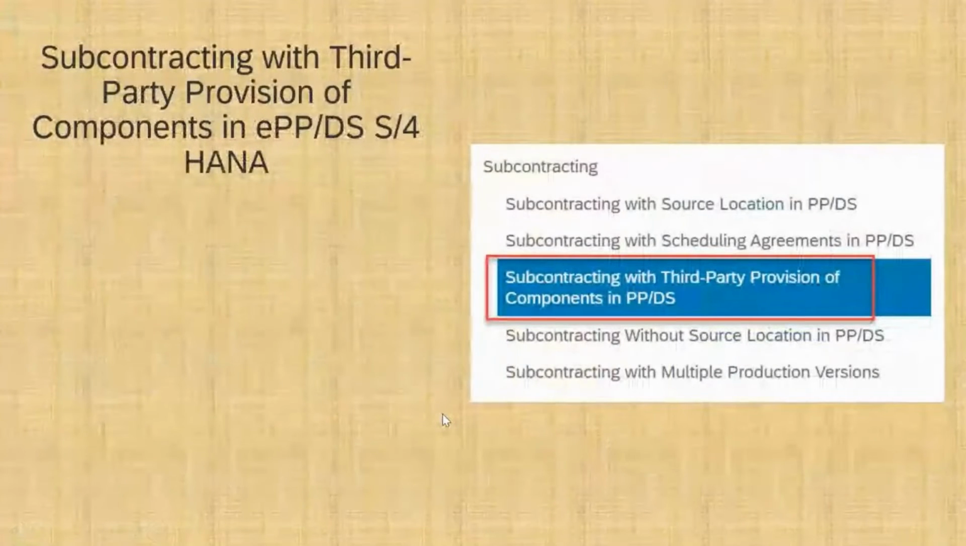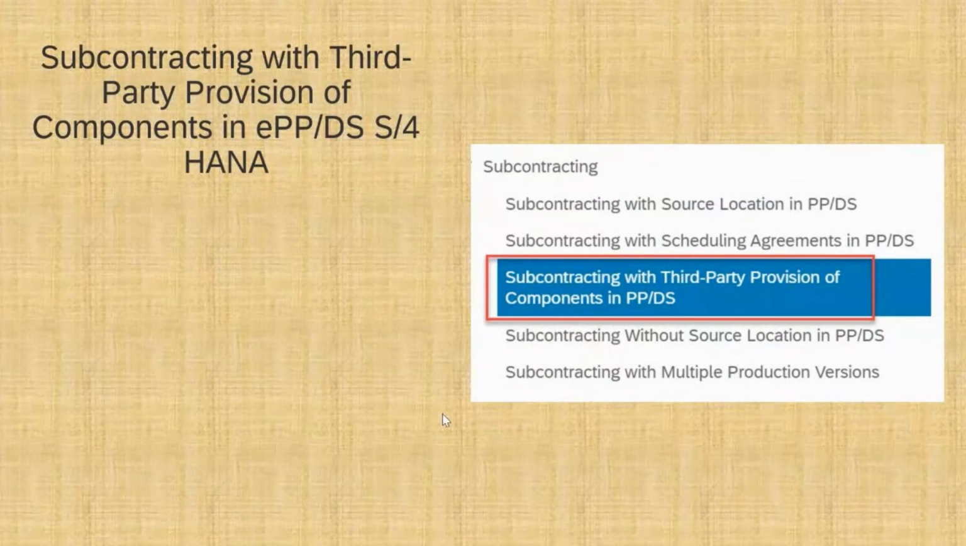Before the year ends, I thought of sharing one more interesting topic with you guys, and that would be from PPDS. So here I'm going to talk about the subcontracting with third-party provision for the components in embedded PPDS, which is S4 HANA. On my right-hand side, you can see there are a few other topics, especially from the subcontracting part, which are also available in S4 HANA, but I am using the third-party point of view. Okay. Let us see the purpose.